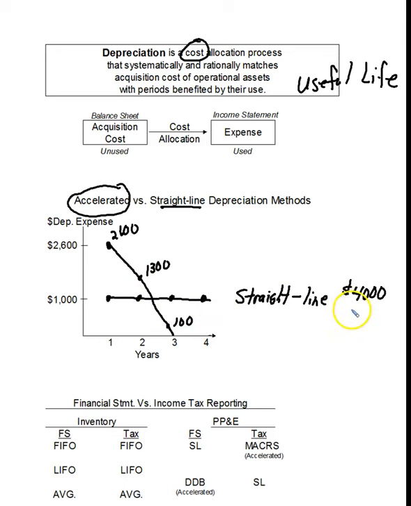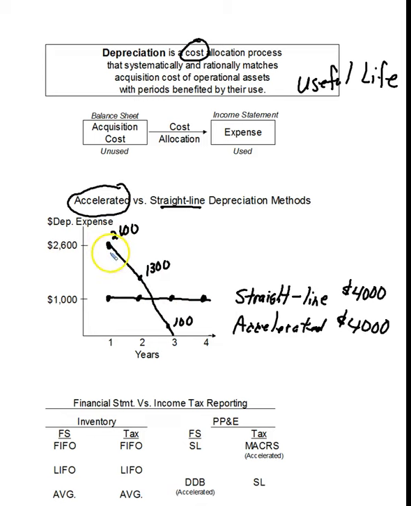But in both cases, if I add up total depreciation or accumulate the depreciation over time, I would get $4,000 under the straight line method. If I take 26 plus 13 plus 1 under the accelerated method, I also would have $4,000 of accumulated depreciation. So it's just a matter of how do I allocate it? Do I allocate it evenly, or do I allocate more expense early on?